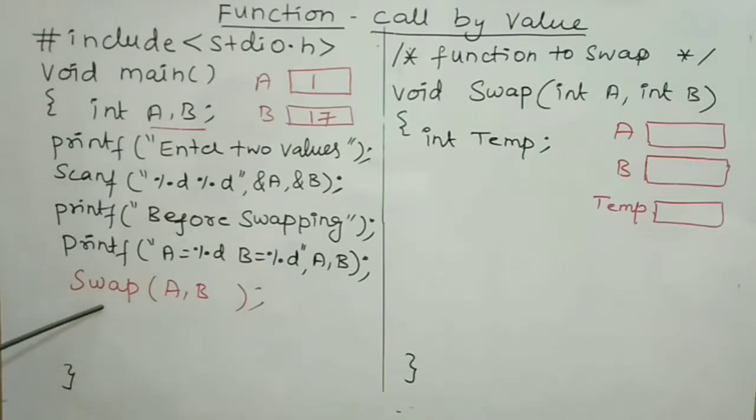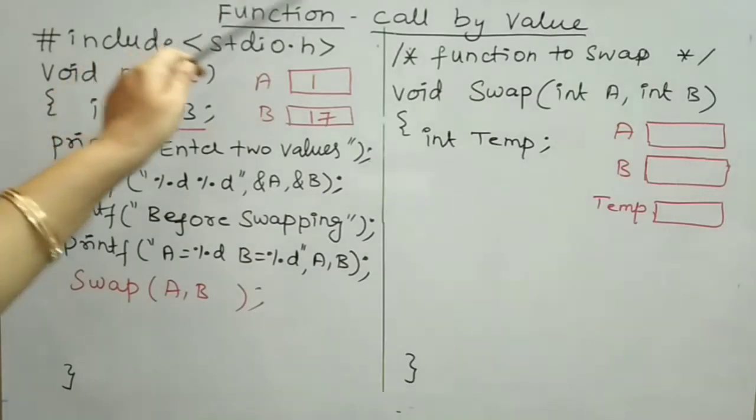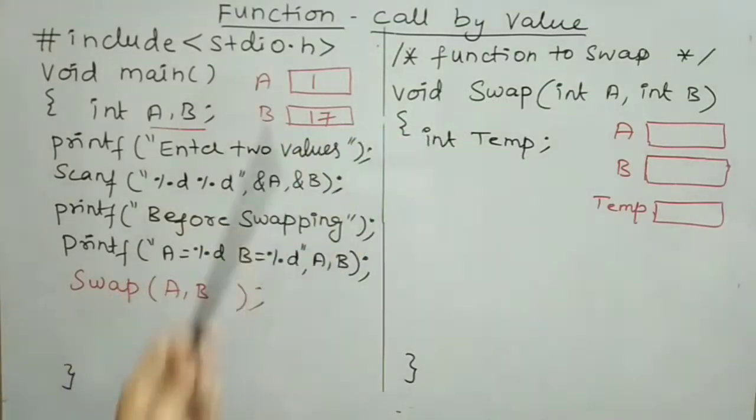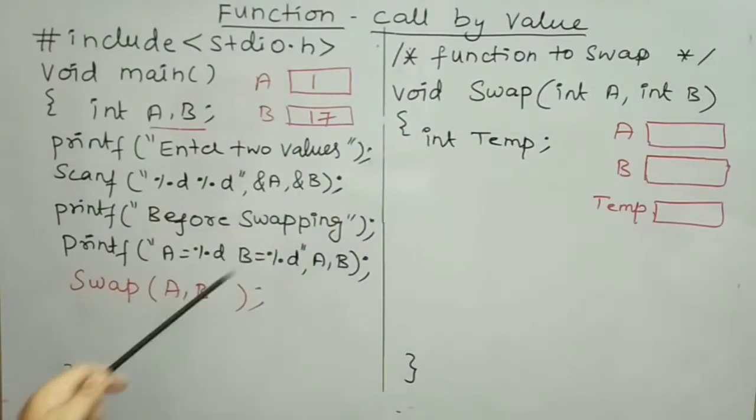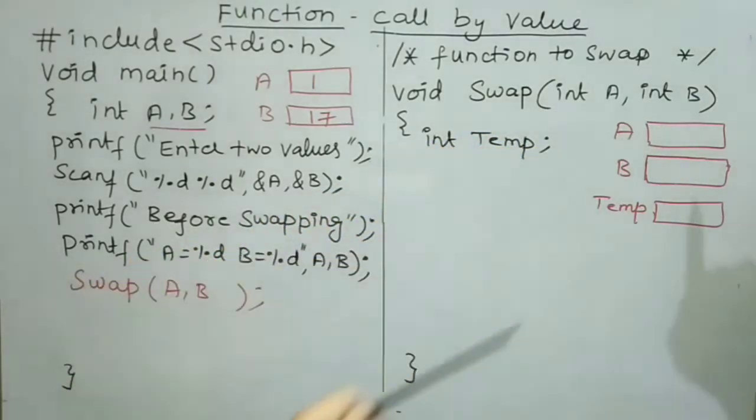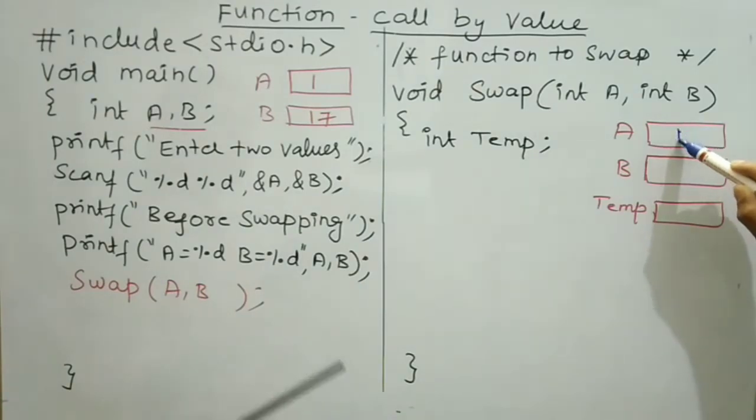So here we have written a function call statement. Here we are discussing call by value. In the function call we are passing values to the arguments of this function. What are the values we have passed? Value of a is substituted for this a. So here 1 will be assigned. Value of a is 1.